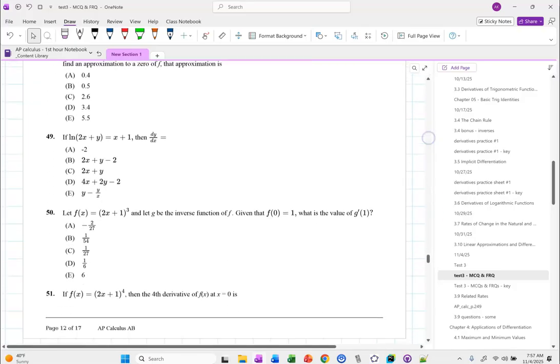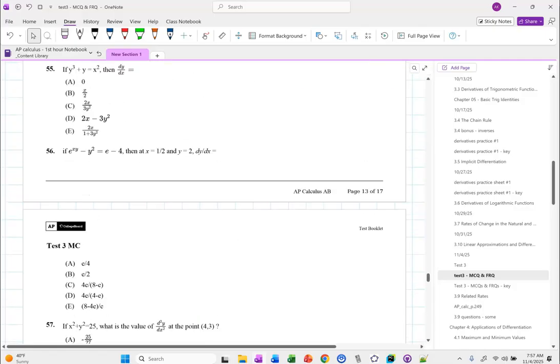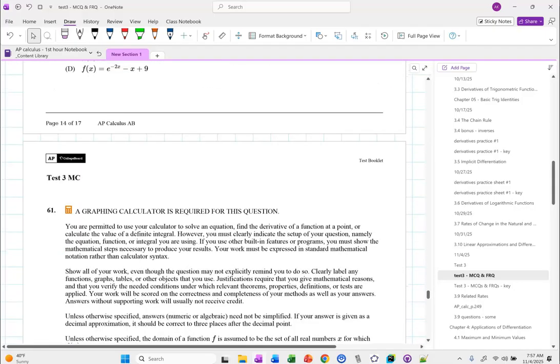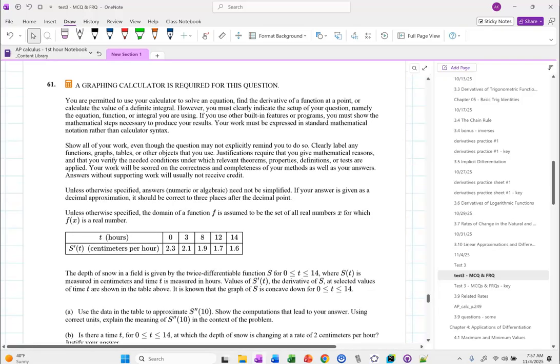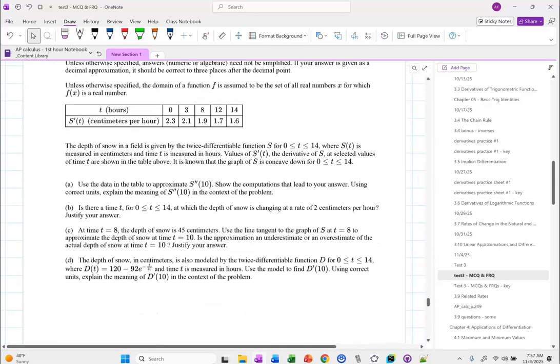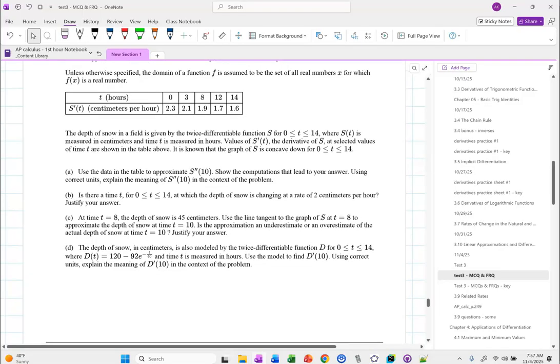So I'm gonna start maybe with some of the FRQ stuff at the end. So this is an example. This one says a graphing calculator is required for the question. So this is an example of something that would land on the calculator portion of your test.